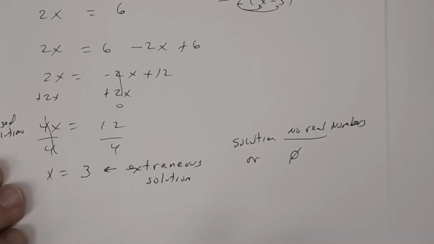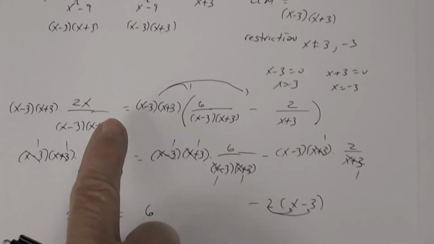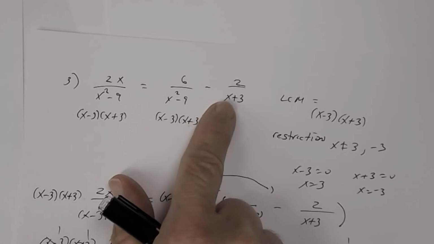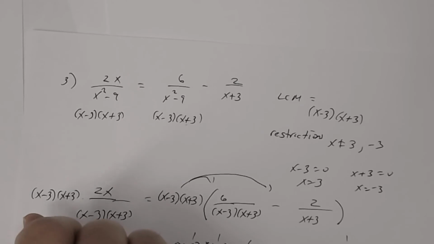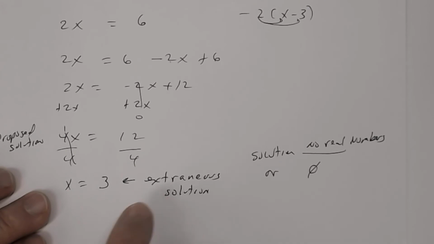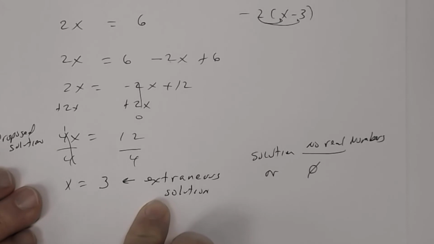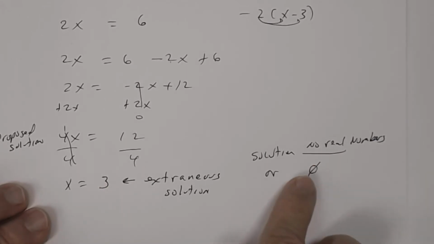So in summary, x equals 3 is a solution to this linear equation, but it's not a solution to this rational equation because there was a restriction, which meant it made my denominator 0. It turned out that this was an extraneous solution. Later on, when we get into other types of equations, like radical equations with square roots, you're going to end up with extraneous solutions in some of those problems as well. So it's no real numbers or the empty set.